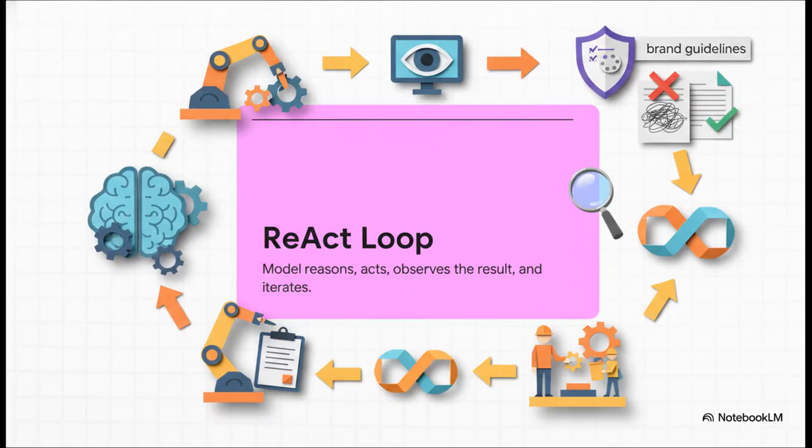The engine making this brilliant shift possible is called the ReAct loop. That stands for reason and act. Instead of these infinite, rigid, messy logic loops that you'd have to build out in a traditional automation tool, the system handles the complexity itself. It reasons about what to do, acts on that reasoning, observes the result, and iterates. It literally checks its own work against your brand guidelines and rewrites anything that fails the test before it even shows it to you. How cool is that?